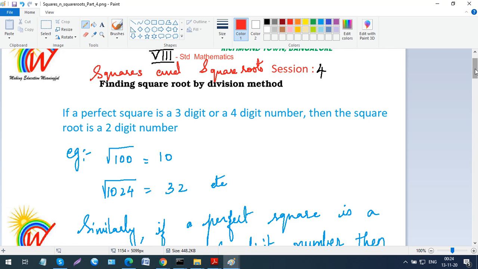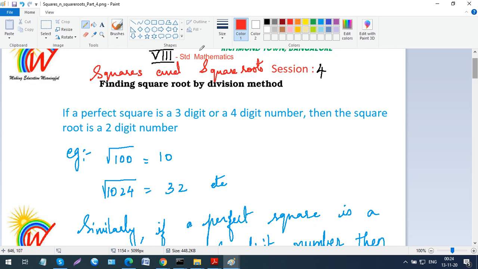Now see, I already taught you how to find the square root by prime factorization, but sometimes when the number is really big, the prime factorization method turns out to be really complicated. Actually, it becomes very long. So we have another method, the division method.